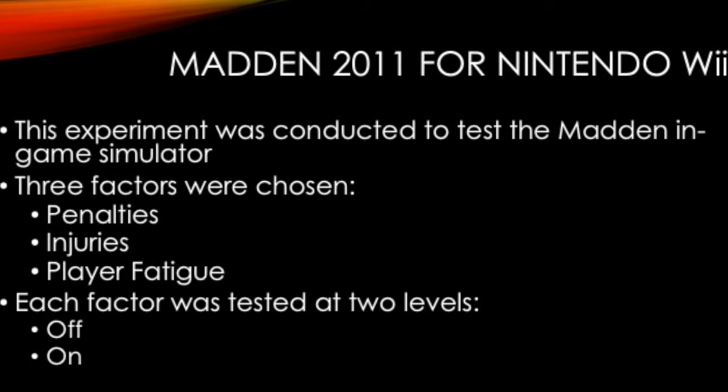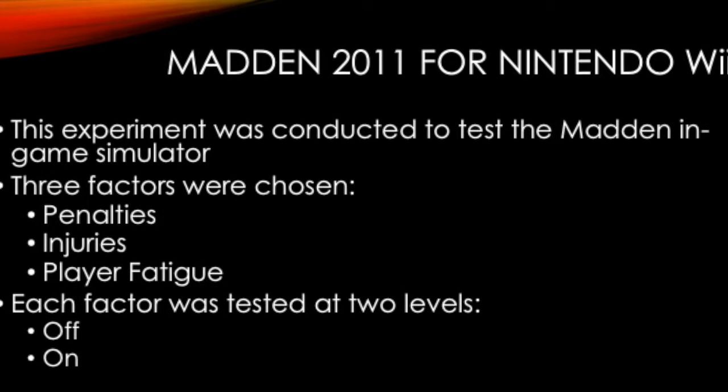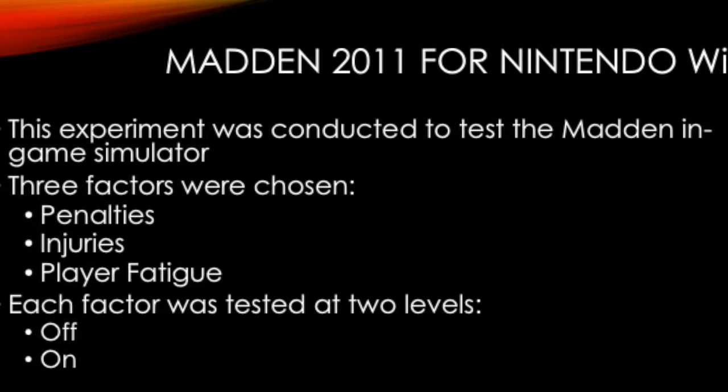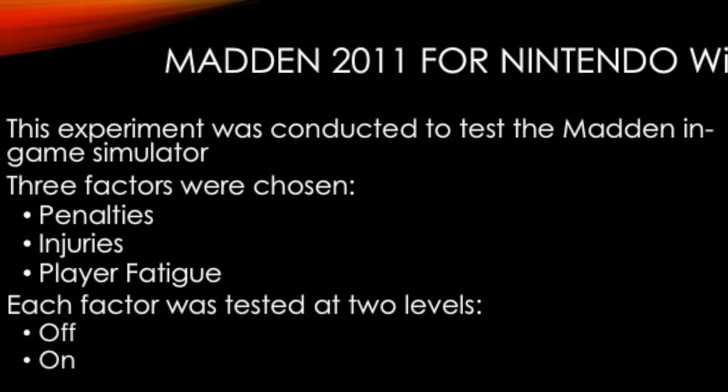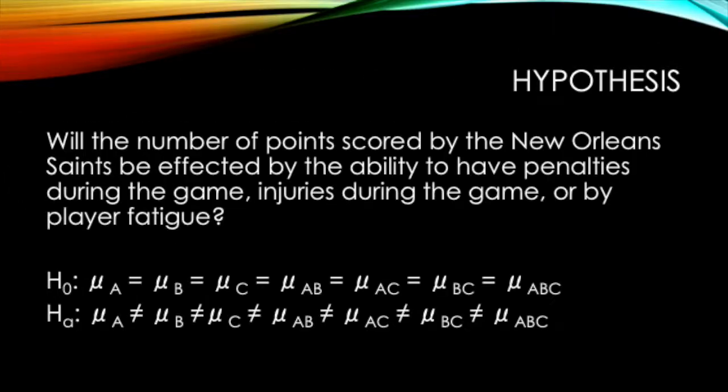Presumably, having these factors would result in a lower scoring game. These factors were binary, so they were tested on two levels, either on or off. Our hypothesis was to test if the number of points scored by the New Orleans Saints would be affected by the ability to have penalties during the game, injuries during the game, or by player fatigue. The null hypothesis is that all the effects of the factors and interactions will be equal. The alternative hypothesis is that the effects of all the factors and interactions will not be equal.